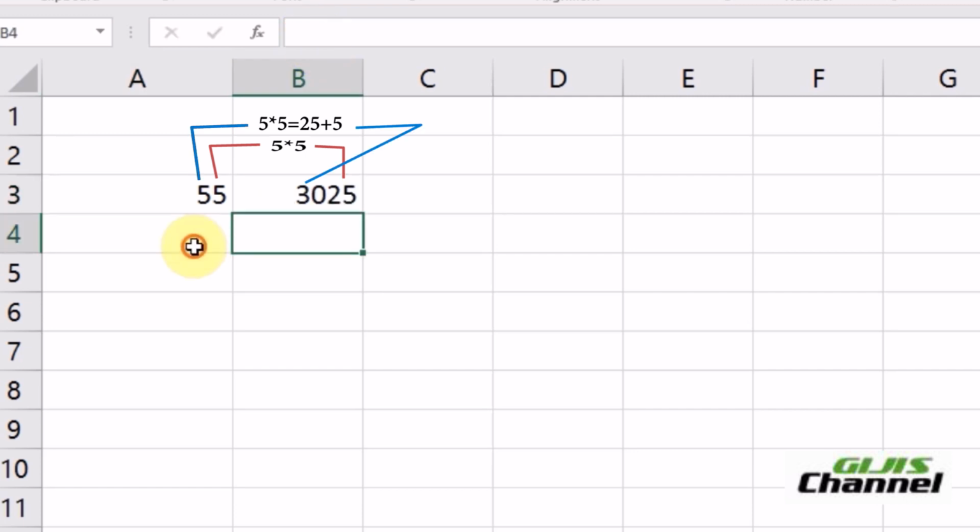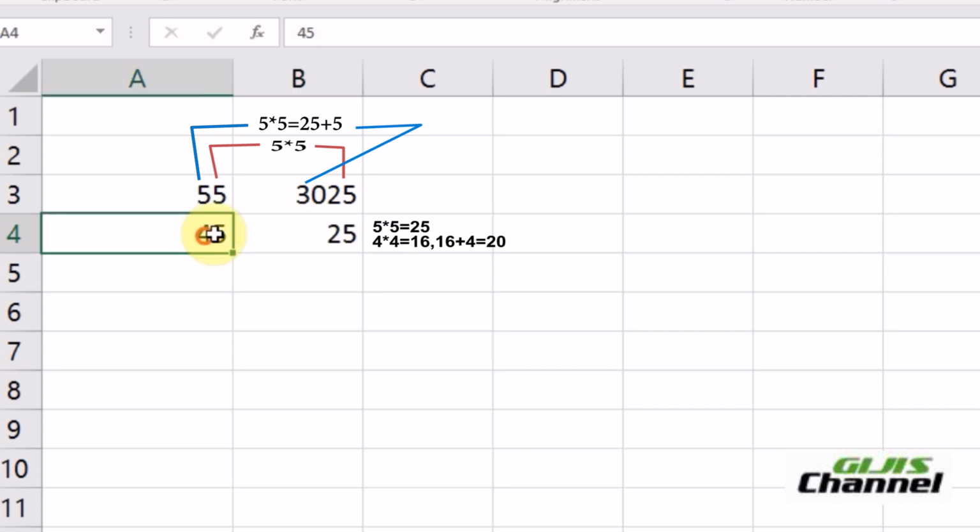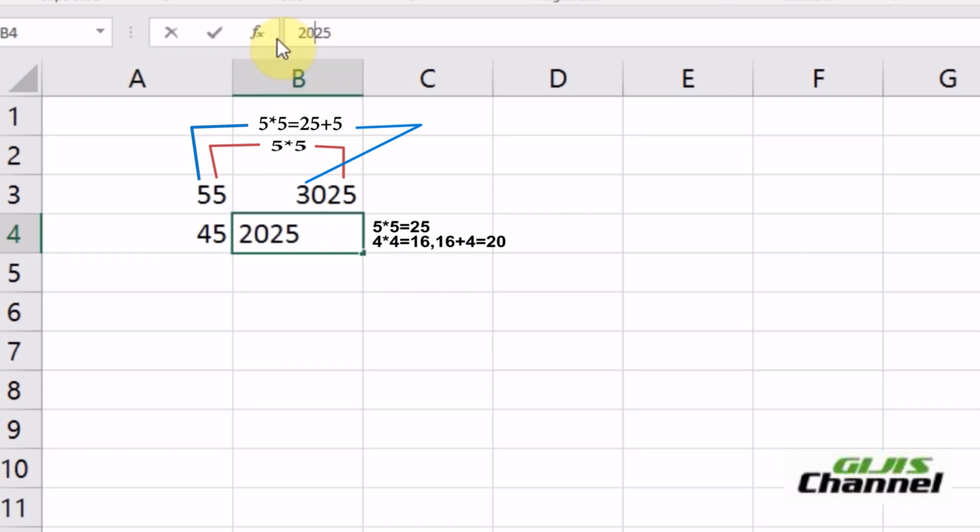Okay, let's look at a different example, 45. Again, as I said before, multiply the number on the right by itself. So 5 times 5 is 25. Write down that number first. The second step is to multiply the number on the left side. The number on the left side is 4, so multiply by itself. 4 times 4 is 16. Once you get that answer, add that 4. So 16 plus 4 is 20. So the answer is 2025.